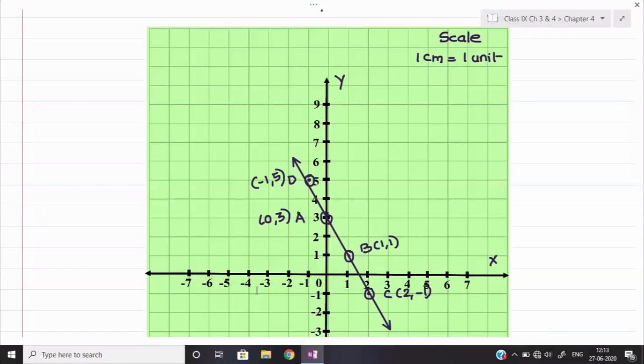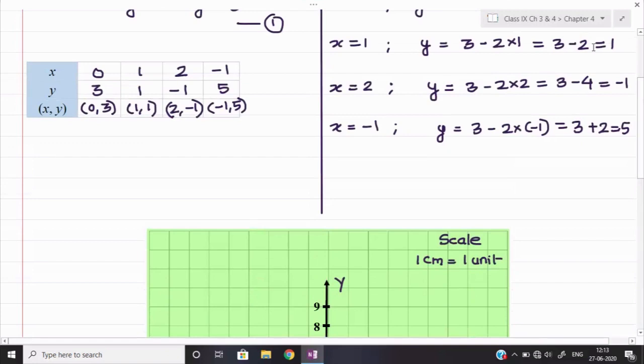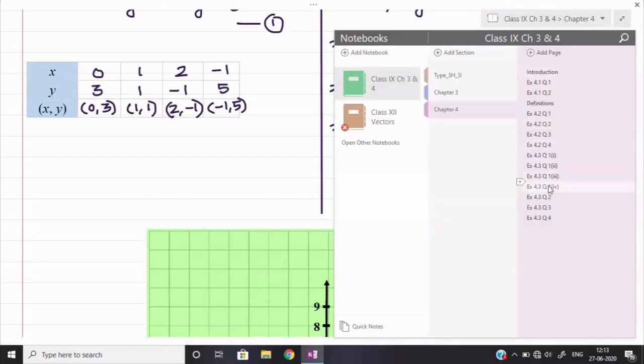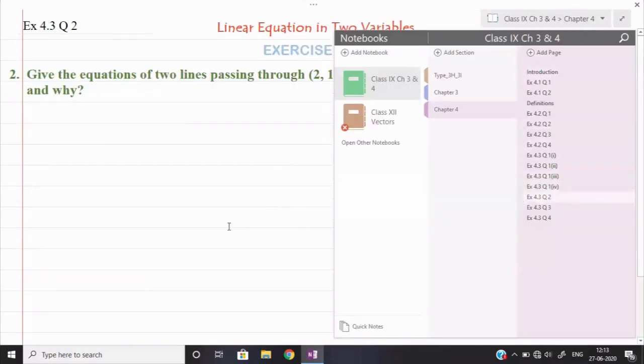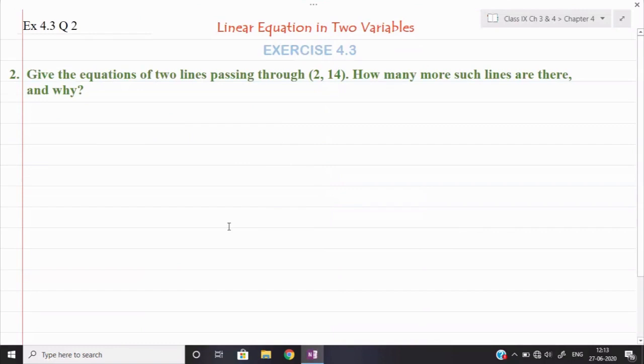Okay, everybody. Now let us quickly see question number 2. I think I can take one or two more questions in today's session. So let us see the second question now. See, in the second question they are saying: give the equation of two lines passing through 2 comma 14. How many more such lines are there and why? See, before I start this question, first of all I will give you an example. Okay, one thing, tell me, if I say, look at the rough work.